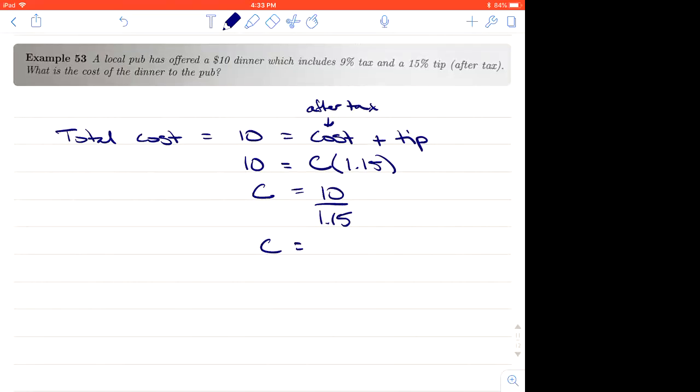So the cost after tax is 8.6956, so 8.70. They would round to pennies. If you had kept all the decimal places, that's good, I don't mind that, even though they would round to pennies, because it's money.